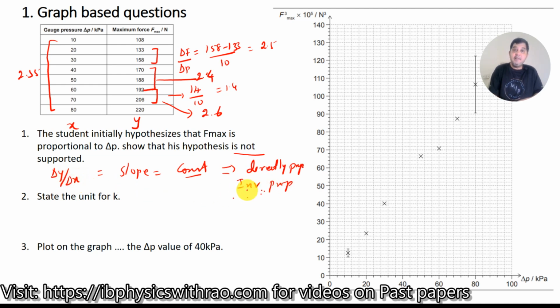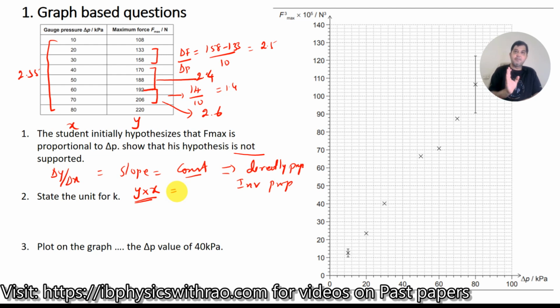Now whenever you say inversely proportional, don't take the slope. Instead, take the value of y, take the value of x, and take the product of these two, and then find out what the value is. If the value is a constant at every place, then you say it is inversely proportional. If it is not constant, then don't do it. Do not use delta y by delta x there.